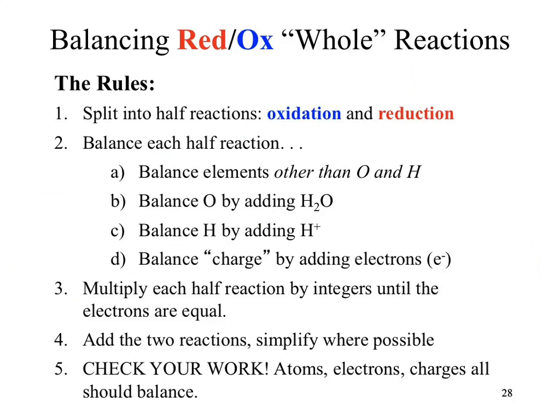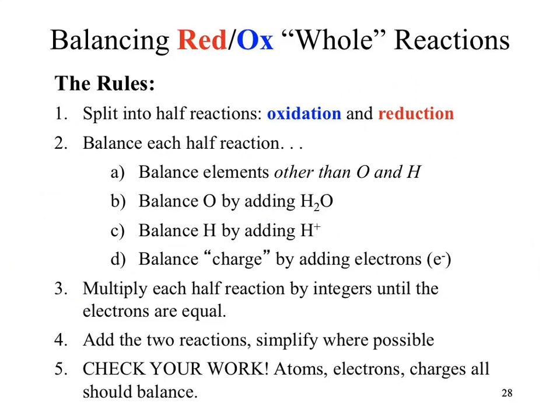Balancing everything all the way through: split into your individual half reactions. Get your oxidation reaction and your reduction reaction set up. Balance each half reaction. Go through and balance all elements other than oxygen and hydrogen. In most cases, you only have to balance one. Then balance your oxygen with water. Balance your hydrogen by adding H+. Then you can balance your charge or your oxidation states by adding electrons to the appropriate side of the equation.